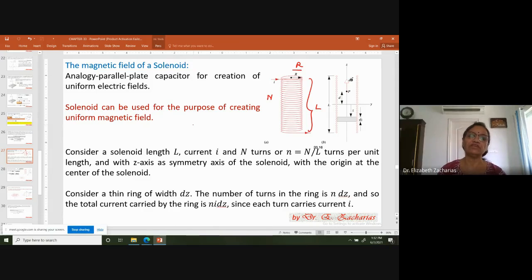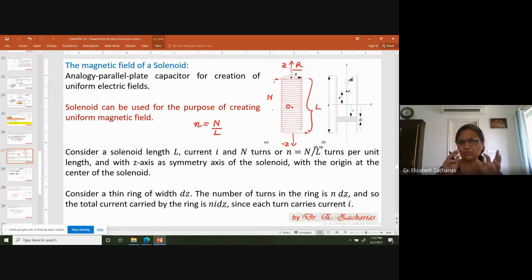Now here we are going to define something called small n, and small n is the number of turns per unit length. So small n is going to be capital N divided by L. Okay, and let's say that this is along the z-axis. So this is your minus z, and let's say the center of it is at the origin.